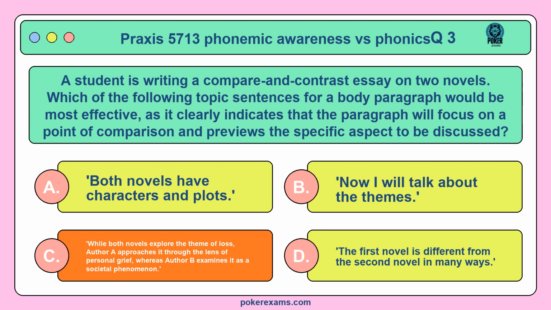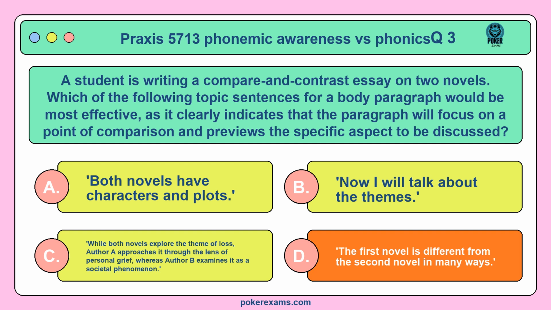C. While both novels explore the theme of loss, author A approaches it through the lens of personal grief, whereas author B examines it as a societal phenomenon. Or D. The first novel is different from the second novel in many ways.